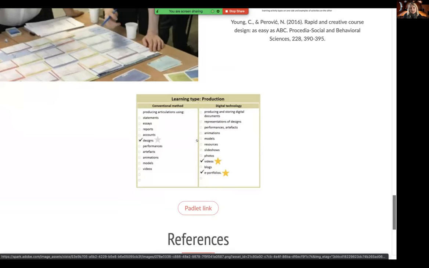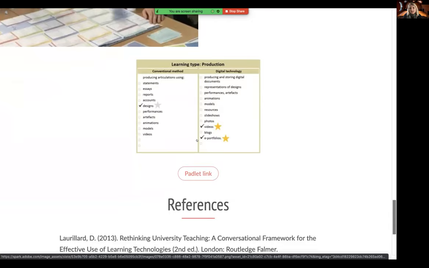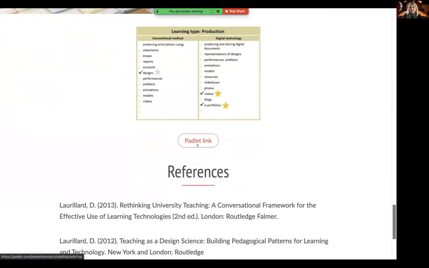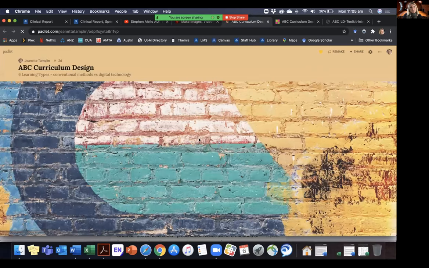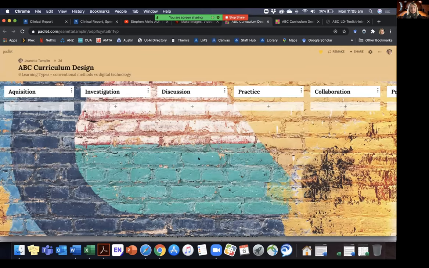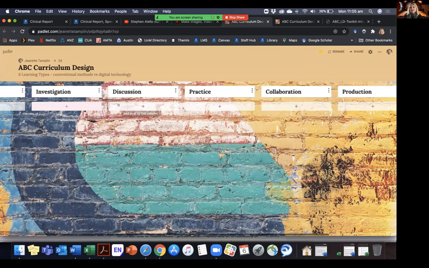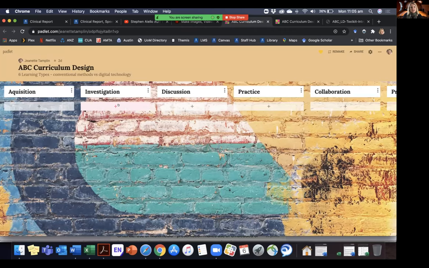But just to get us thinking about different things that we can do within each of these different learning types to facilitate learning. And if you click on that Padlet link, I'm hoping that will take you there. And then if you just click on the plus sign, you should be able to type some ideas of different learning tasks that you might do within each of these different learning types.